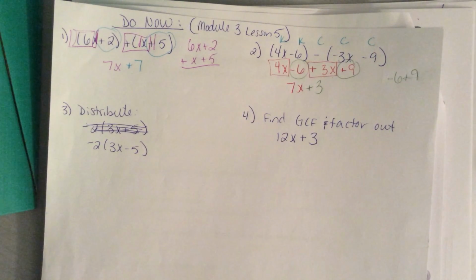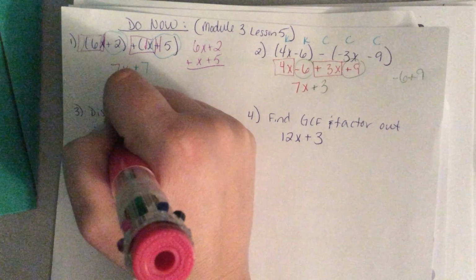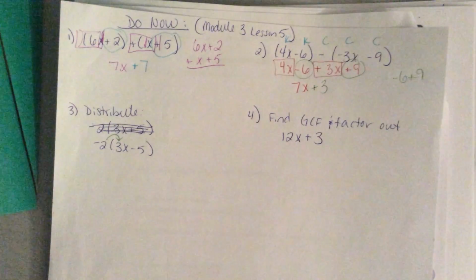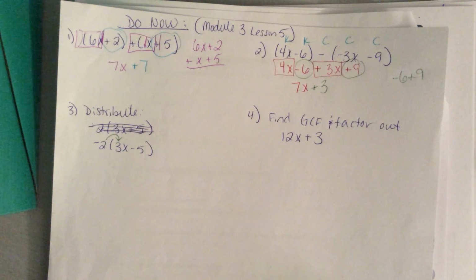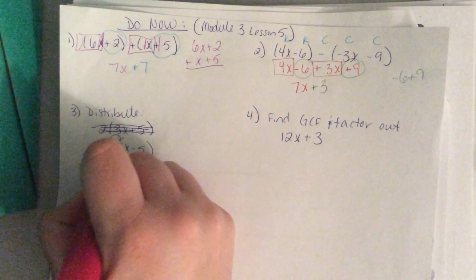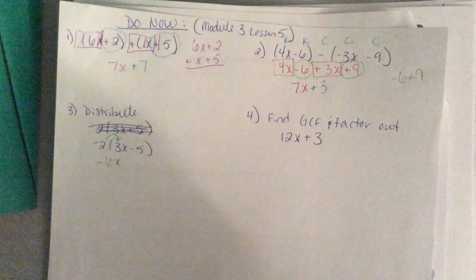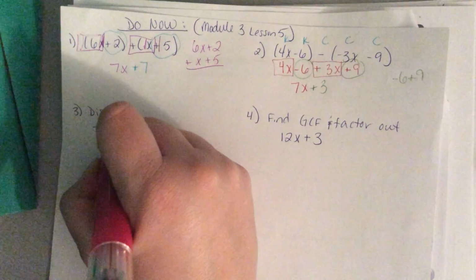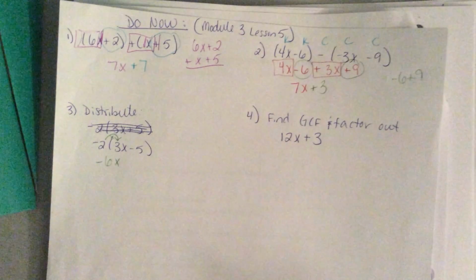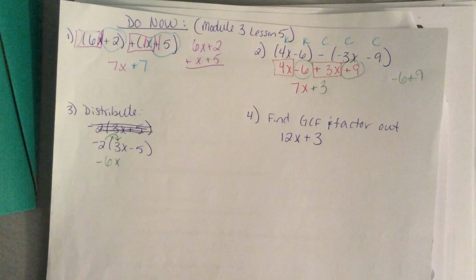Alright, so number 3 is just distributing, which is just multiplying the number out front to the inside. So it's negative 2 times a positive 3, which gives you a negative 6. That's your sign rules. And you keep x. So this is multiplication that's happening right here. Multiplication, okay? Someone asked me about that in class.